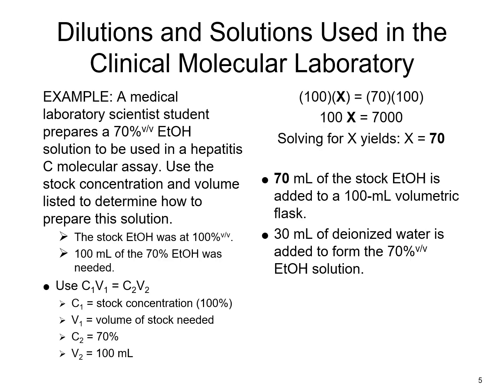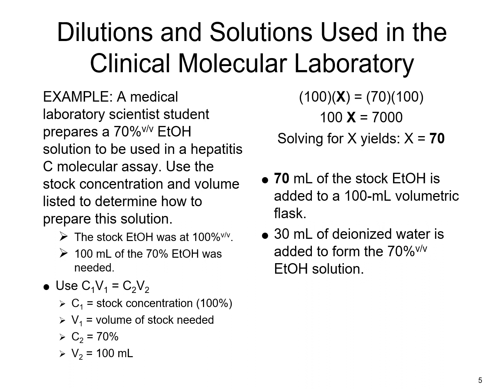So let's look at an example of where we might actually start using some of this math in the molecular department. In our example here, a medical laboratory scientist student is preparing a 70% volume ethanol solution to be used in a hepatitis C molecular assay. So what we want to do is use the stock concentration and the volume listed here to determine how much we will need to prepare this particular solution.